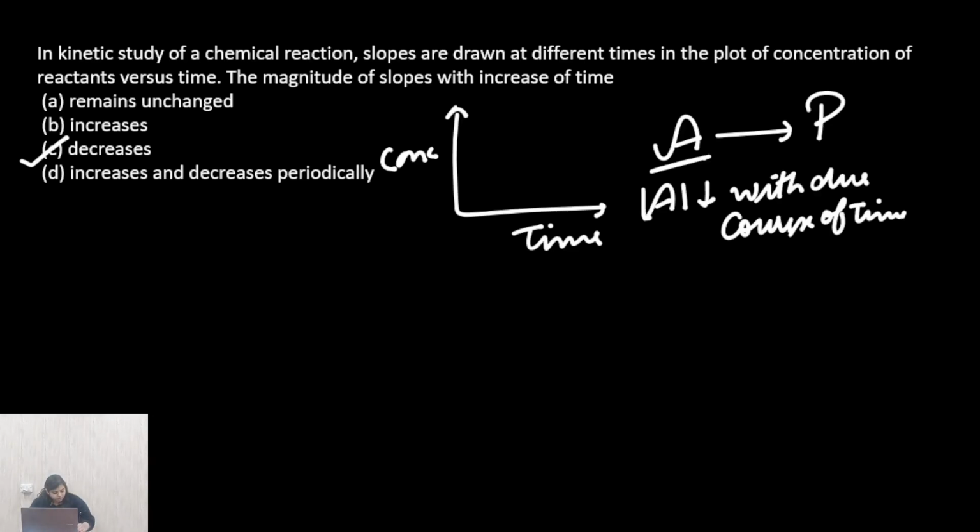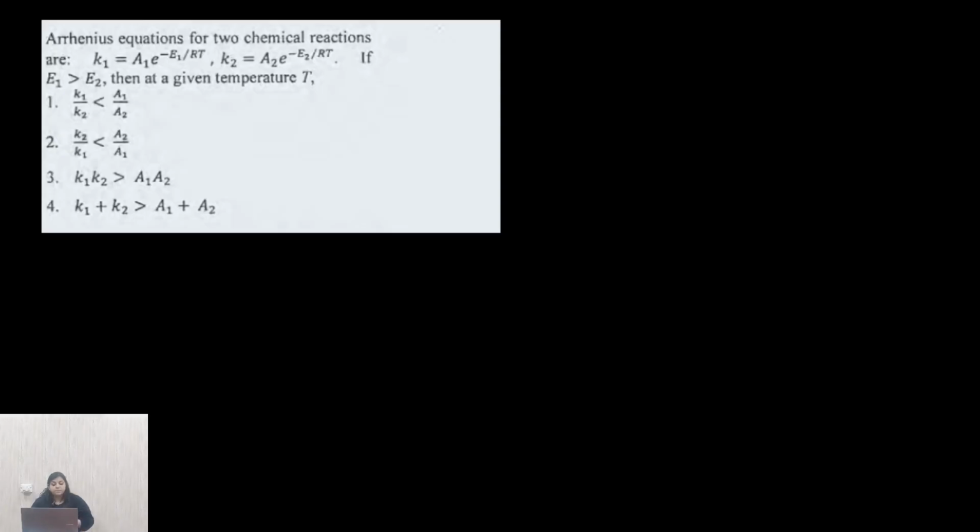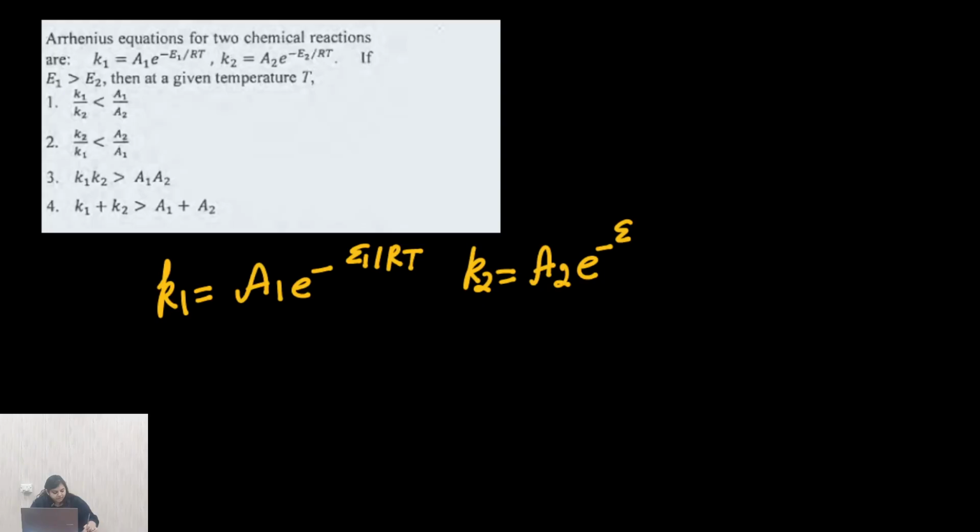Okay, next one is this question we are having. This says Arrhenius equations for two reactions with the rate constants K1 and K2 are given. If E1 is greater than E2, then at a given temperature, which of the conditions will be applicable? So K1 is A1 times e raised to the power of minus E1 upon RT, and the rate constant K2 is A2 times e raised to the power of minus E2 upon RT.